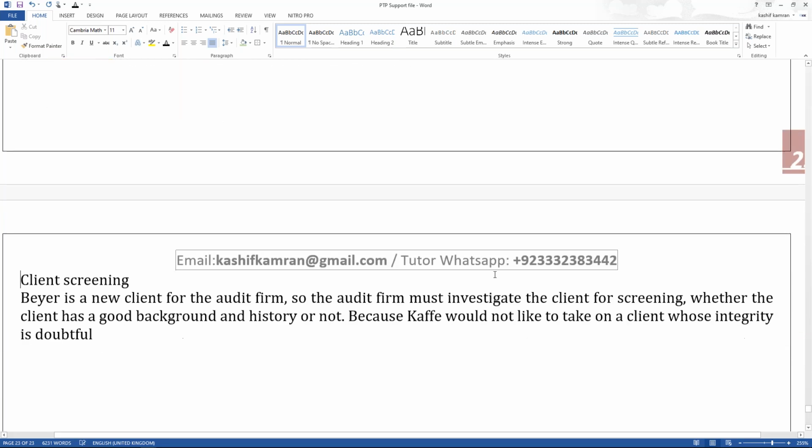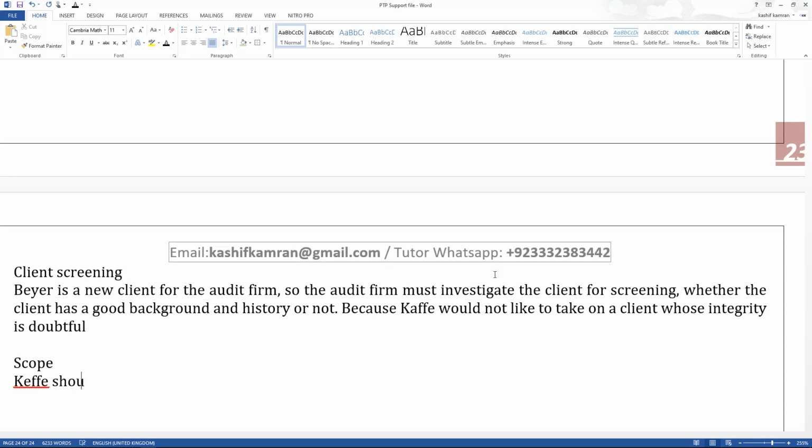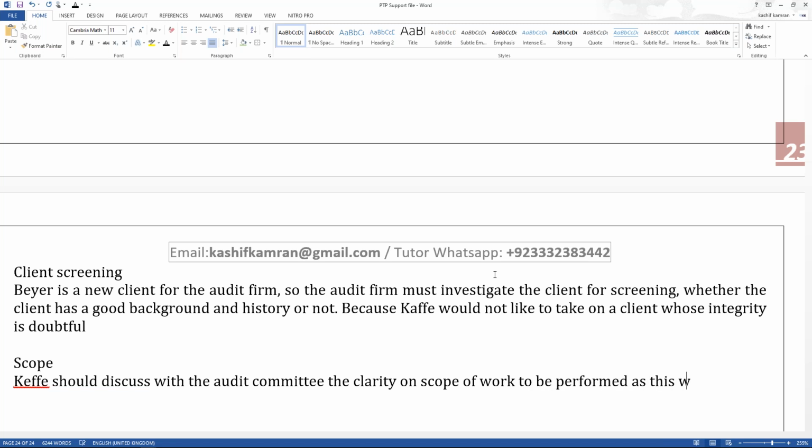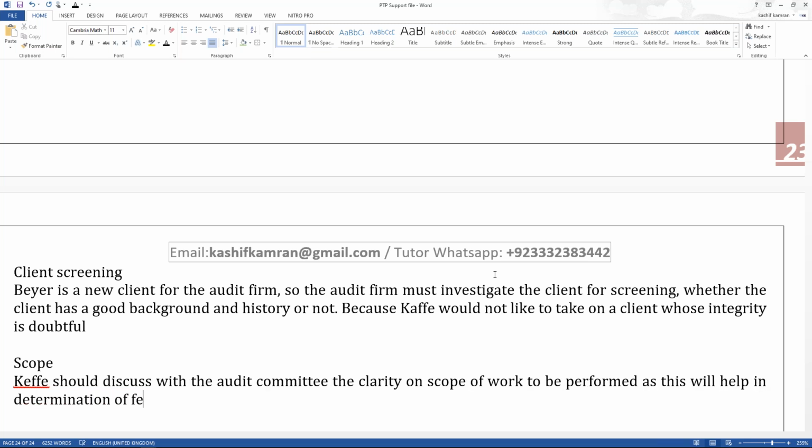Okay, the next point you can write is scope. Before you accept your invitation, as an audit firm, CAFE should discuss with the audit committee the clarity on scope of work to be performed, as this will help in determination of fees.